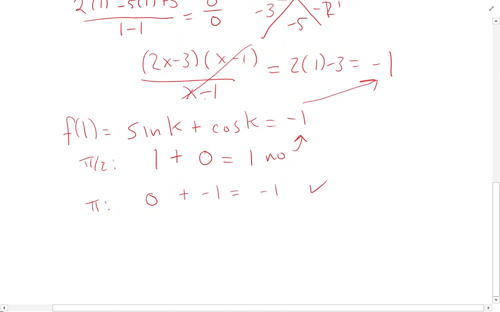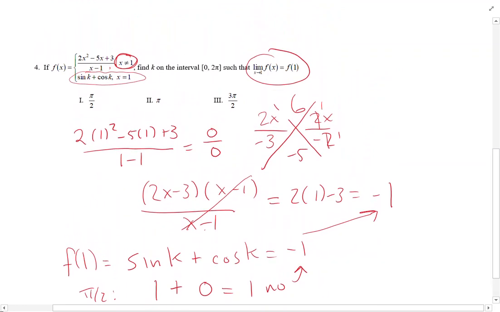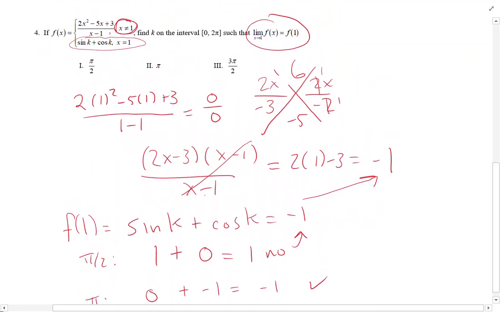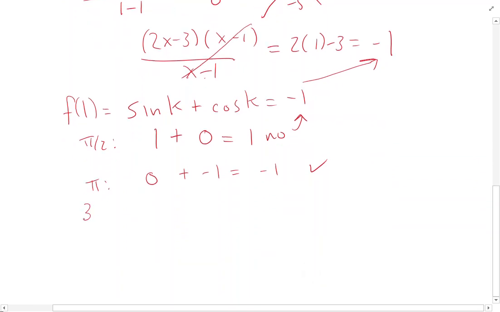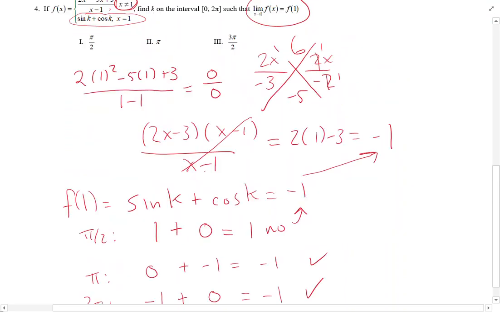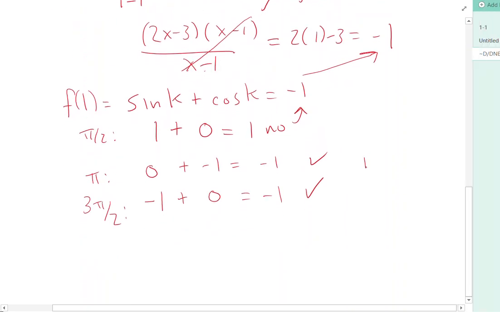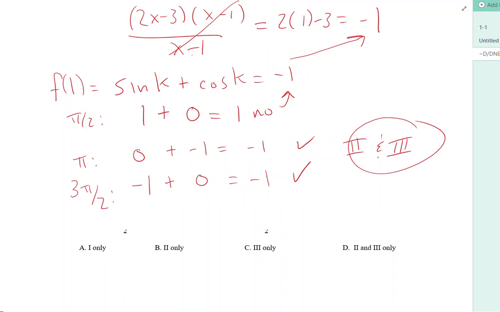That worked. So we might just have 2. We might also have choice 3. I'm going to try 3 pi over 2. Sine of 3 pi over 2 is negative 1. Cosine of 3 pi over 2 is 0. Add those up, we get negative 1. That works. So it looks like choices 2 and 3 both work. That leaves us with choice D.